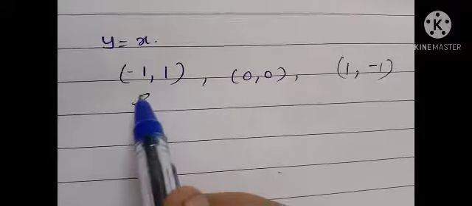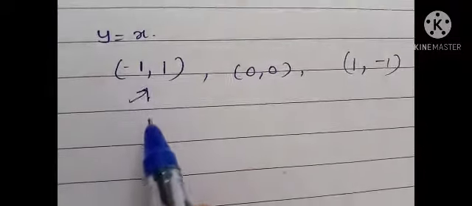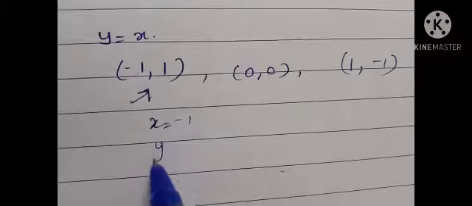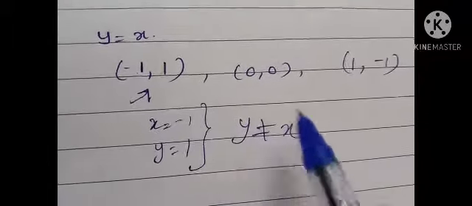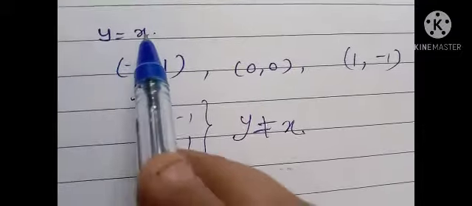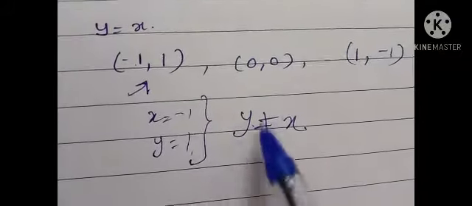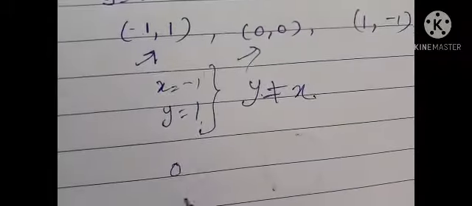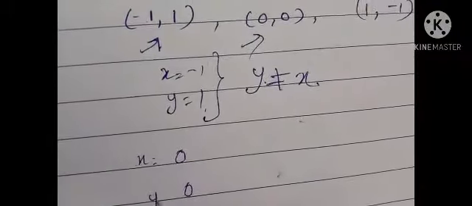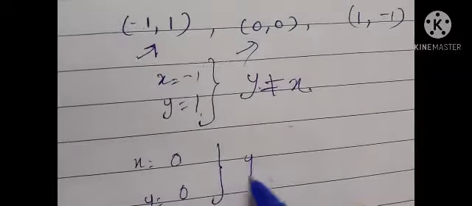So when we check that by the first solution, here x equal negative 1, y equal positive 1. Here y is not equal x. Here we want to get y equal x, but here y and x are not equal. Then second solution, that is 0, 0. That means x equal 0, y also 0. So here y equal x is true. Then third solution is x is 1, y equal negative 1.